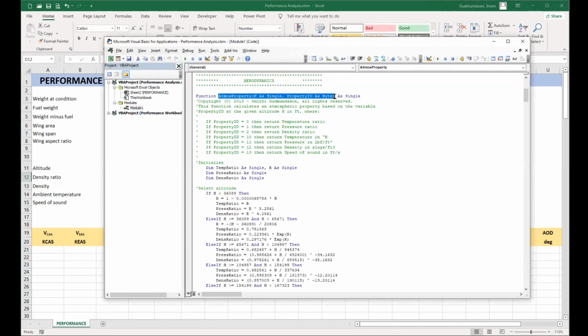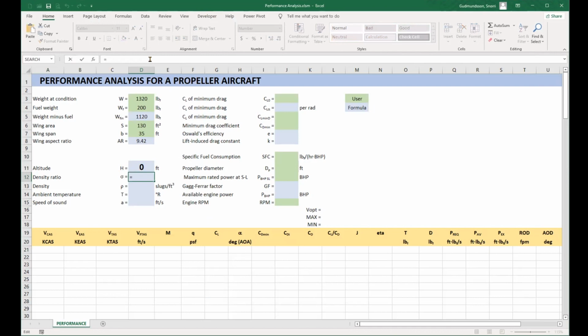I return to the form containing the VBA code and copy the function AtmosProperty, including its arguments. I return to the worksheet and press the equal sign and paste it. Then I replace the argument names by clicking on the altitude cell and enter comma 2, because this tells my function to return the density ratio. Let's test this by entering, say, 25,000 feet for the altitude. Yes, it works just fine.